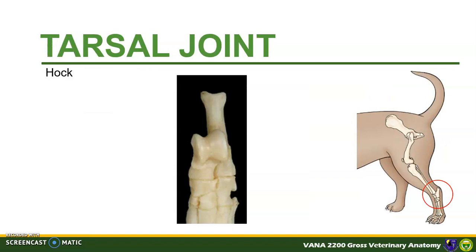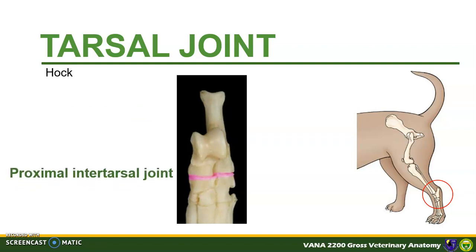The tarsal joint is the hock. It is classified as a compound hinge joint allowing flexion and extension. It is composed of several joints. To begin with, the tibiotarsal joint is located between the tibia and the proximal row of the tarsal bone, which are the talus and the calcaneus.